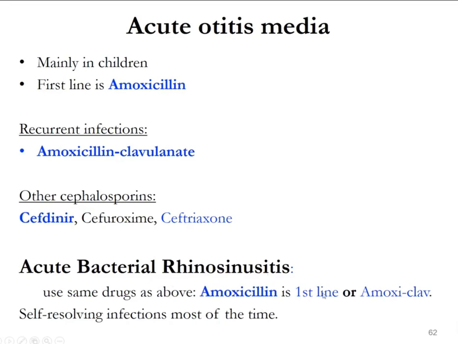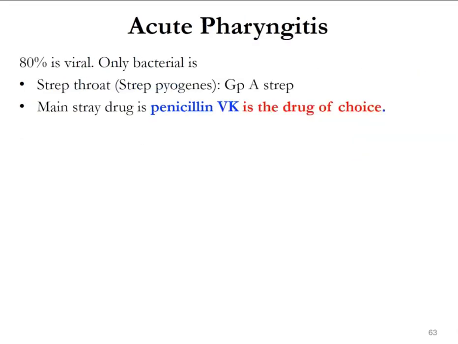Amoxicillin. For acute rhinosinusitis, amoxicillin is still the first line. But some physicians prescribe amoxicillin clavulanate. When you become a physician, use your wisdom to treat that. But study all the basic pharmacology, then you can figure it out. Acute pharyngitis. What do you do?